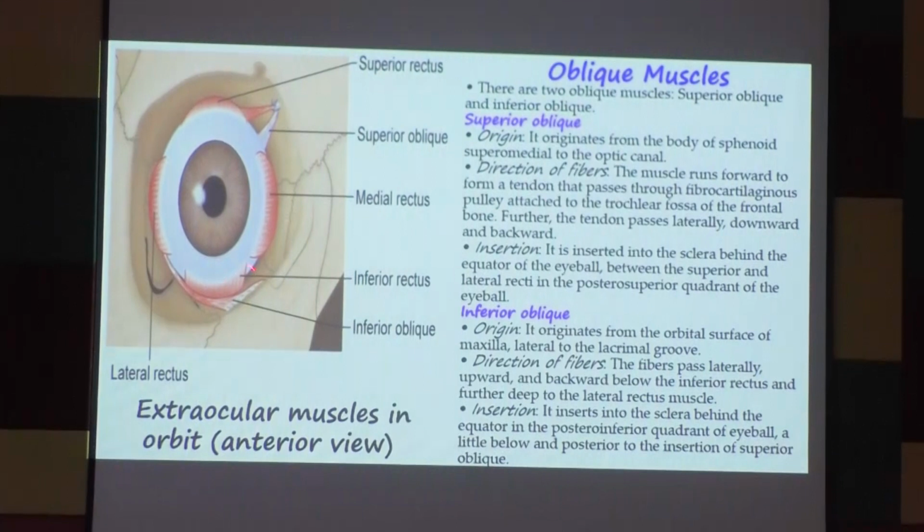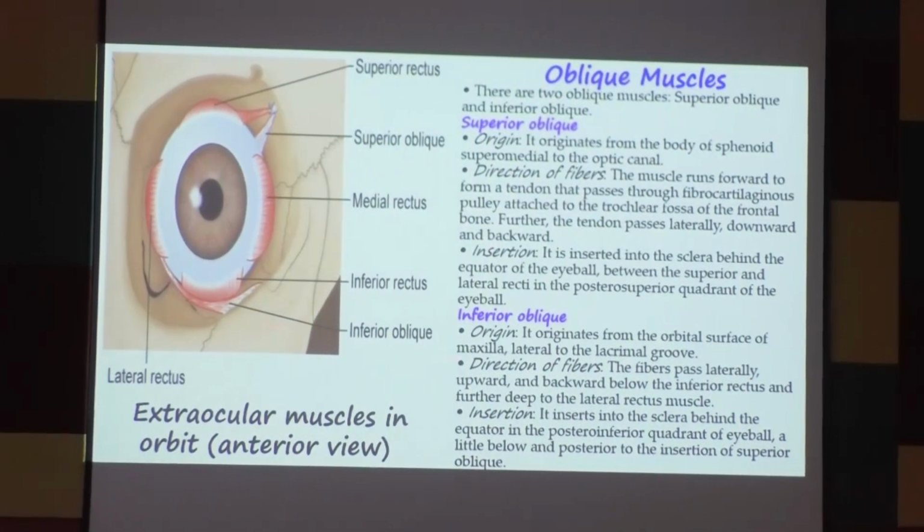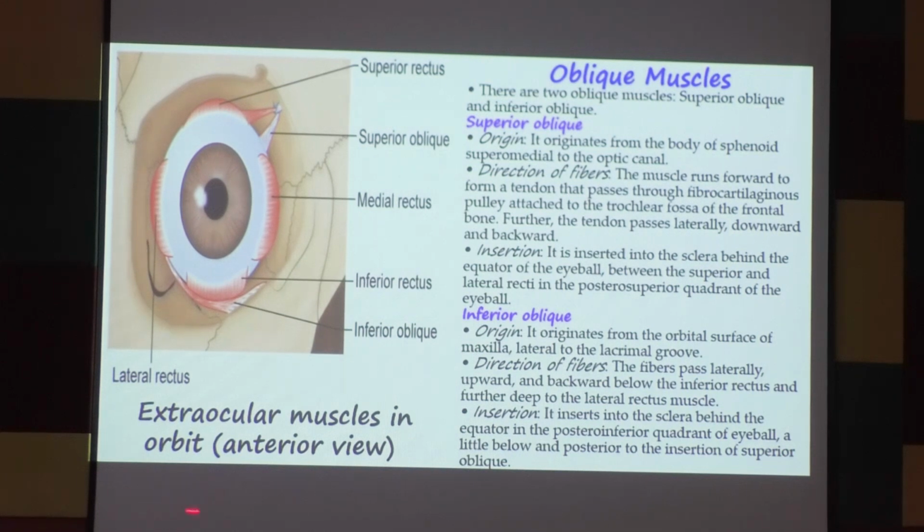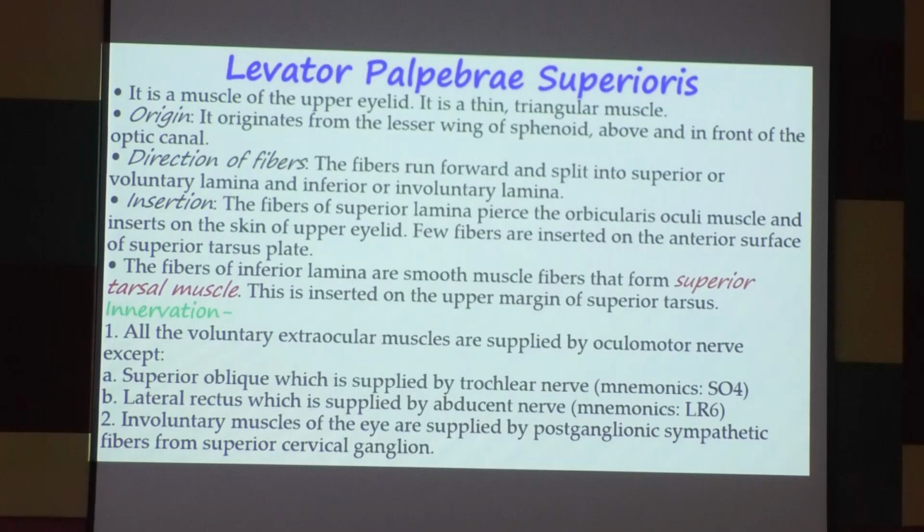Below the inferior rectus, here inferior rectus is lying below it, and further deep to the lateral rectus muscle, it inserts in the sclera behind the equator in the posterior inferior quadrant of the eyeball, a little below and posterior to the insertion of superior oblique. So these are the origin and insertion of 4 recti and 2 oblique muscles. Next muscle is levator palpebrae superioris, the 7th muscle, a voluntary muscle.